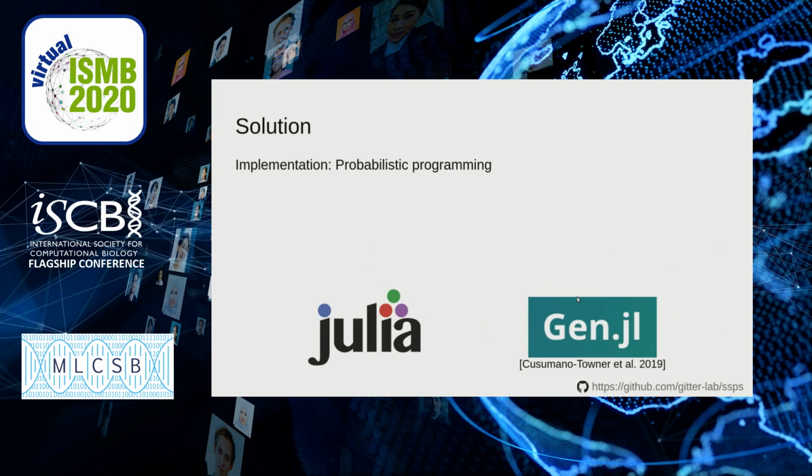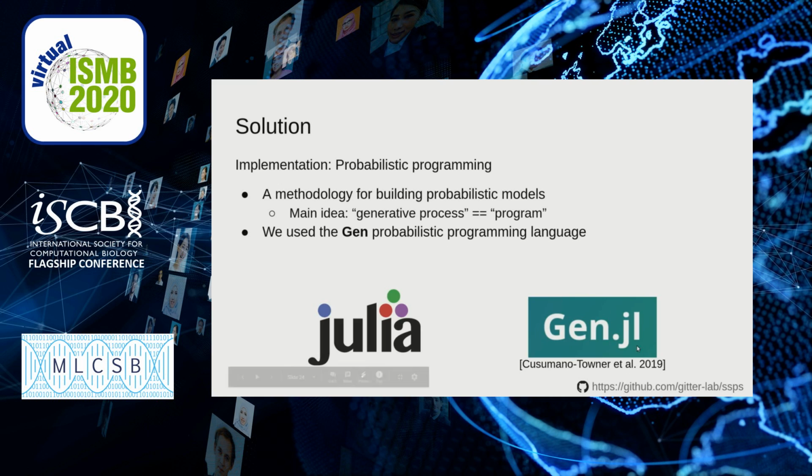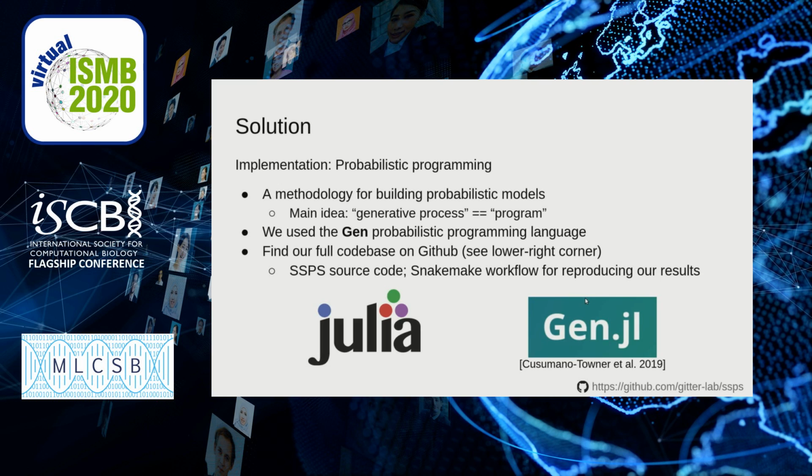We implemented SSPS as a probabilistic program. We wrote it in Julia using the Gen probabilistic programming language. Probabilistic programming is a methodology for building probabilistic models. The main idea behind it is that if you have a generative process, you can think of it as a program written in a special programming language, which we call a probabilistic programming language. In our case, we used the Gen probabilistic programming language. You can find our full code base on GitHub. That includes SSPS's source code. It also includes a Snakemake workflow for reproducing all of our results.